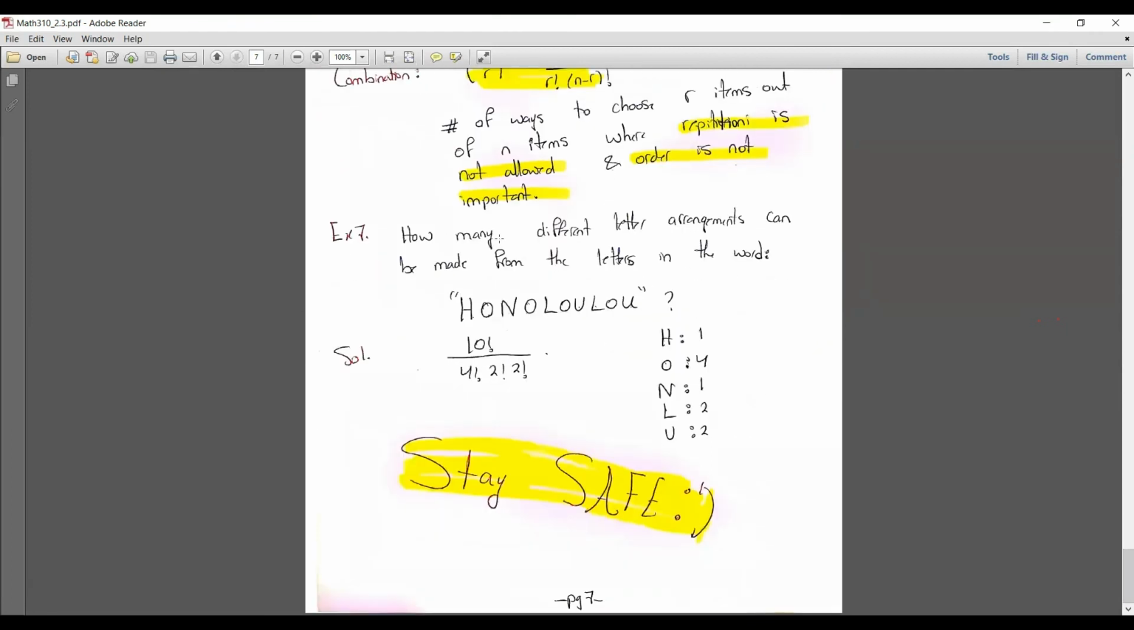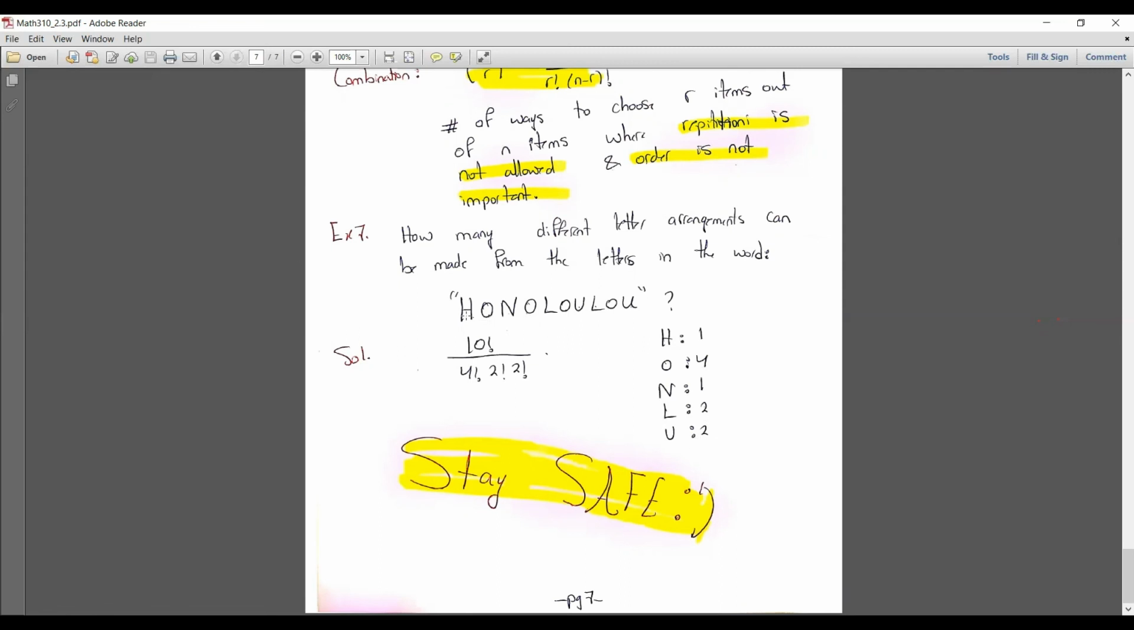If you are seeing here how many different letter arrangements can be made from the letters in the word Honolulu. If you look here, we are arranging the letters, but some letters exist more than once. Let's look at H. It exists only once. O exists 4 times. N, it exists 1 time. L, it exists 2 times. And U, it exists 2 times.